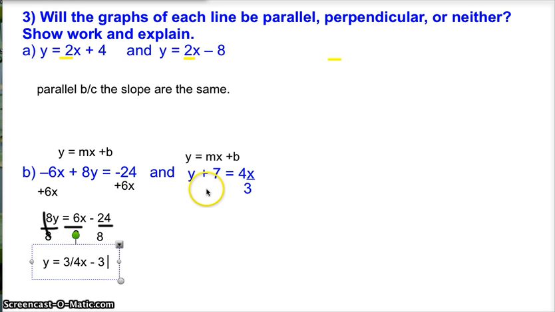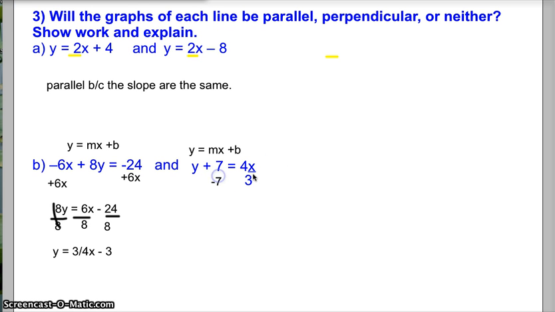The second problem in letter B is a little bit simpler in regards to calculation. I need to move the positive 7 to the other side. I'm going to do it by subtracting the 7. Leaves me with y equals 4/3 x minus 7.